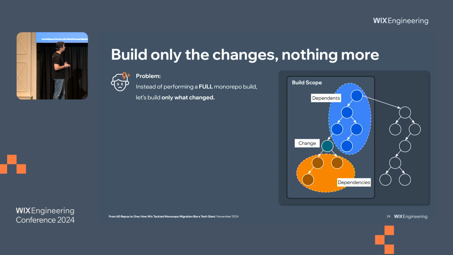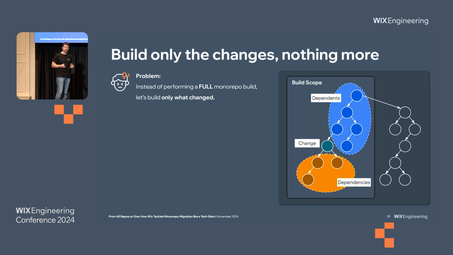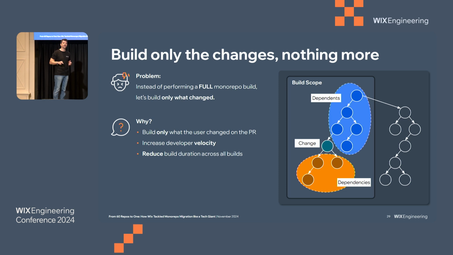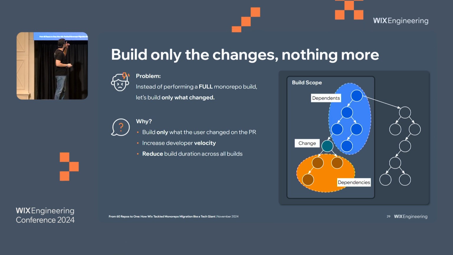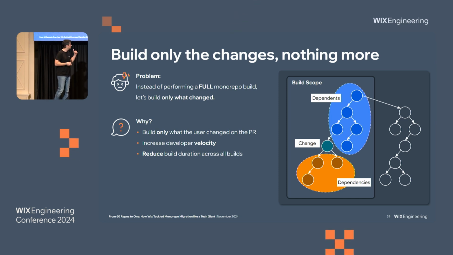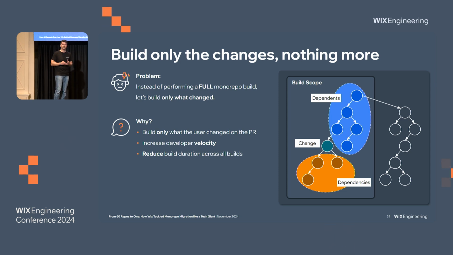Target selection allows us to build a part of the monorepo. Why? First of all, you build only what matters, only what the user changed, and the targets which are affected by the change. You don't need to build everything. Velocity is increased because you have shorter feedback loops, and the build durations themselves are shorter. You build a part. You're not building the entire thing.